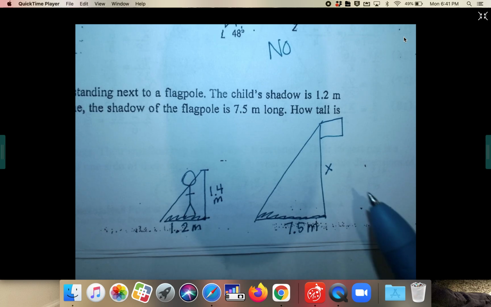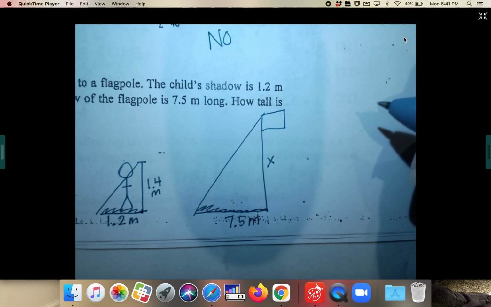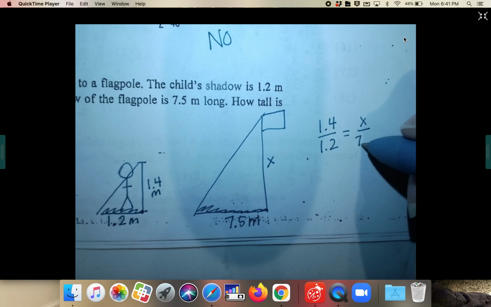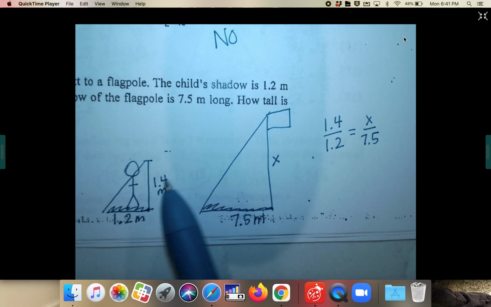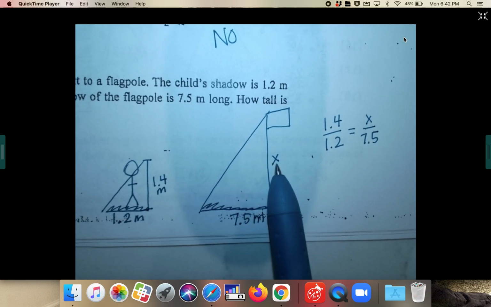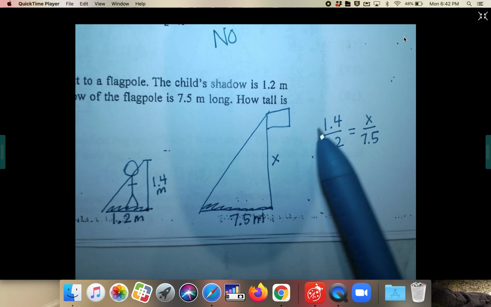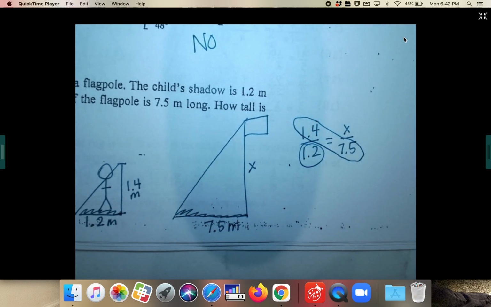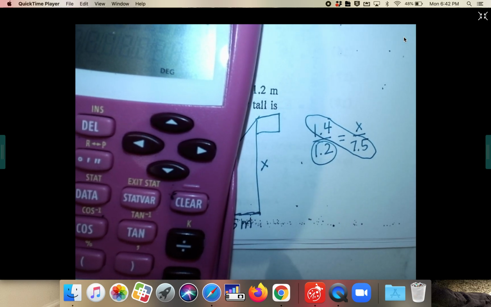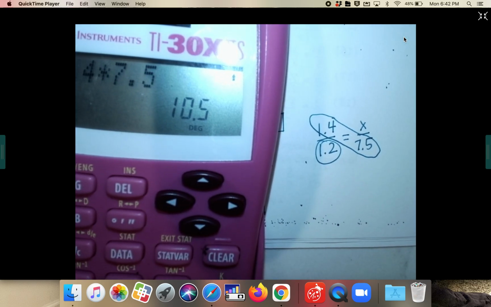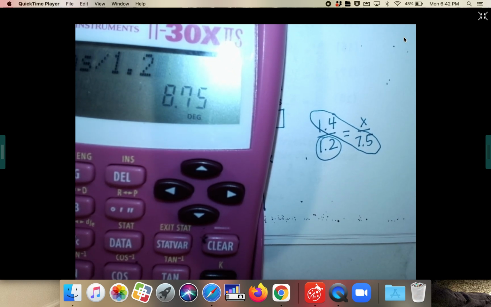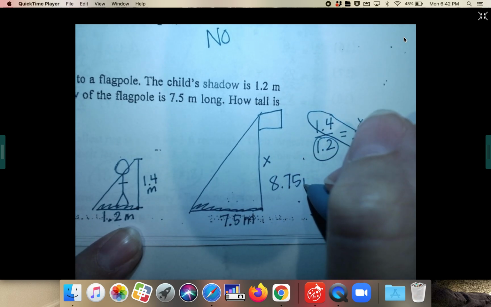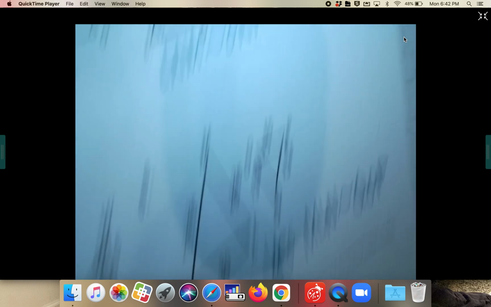1.4 over 1.2 equals X over 7.5. And now you could do this differently. You could do 1.4 over X equals 1.2 over 7.5. As long as you're consistent in the way you set them up, it doesn't matter. Either way is going to be fine. So I'm going to multiply the bat and divide by the ball. So 1.4 times 7.5 is 10.5, divided by 1.2. The flagpole is 8.75 meters tall.